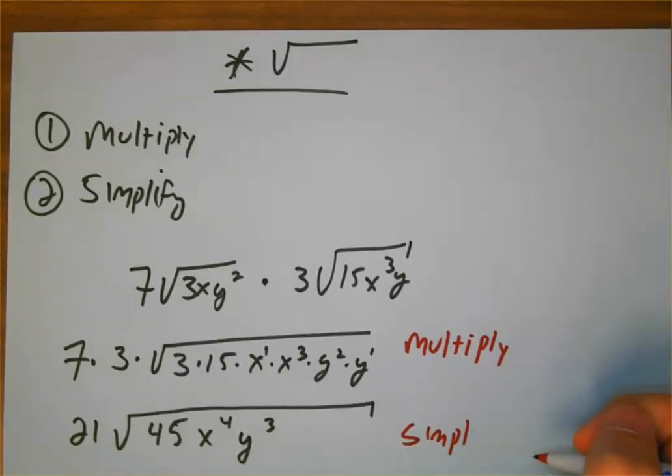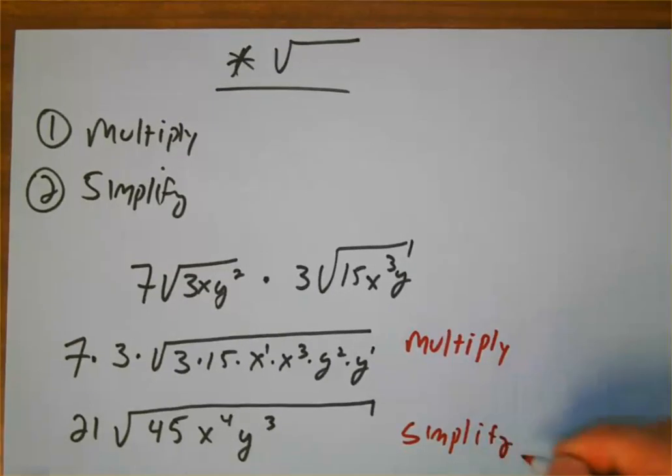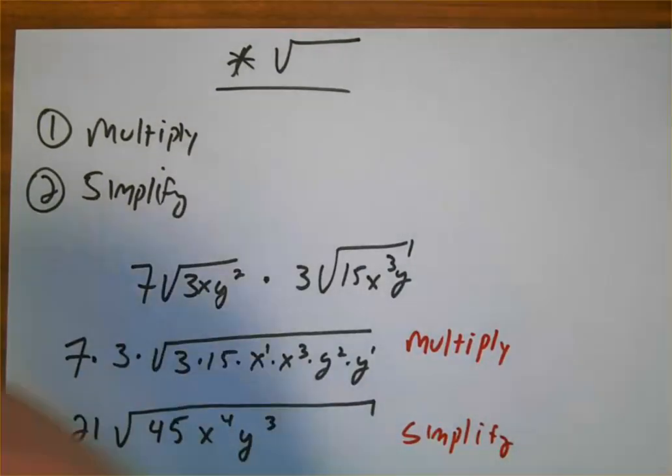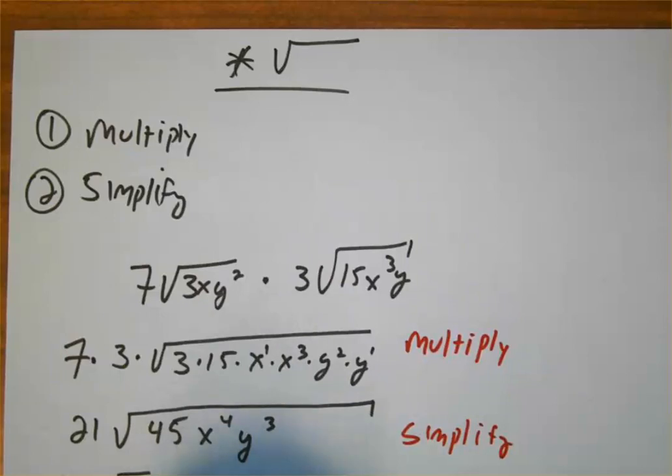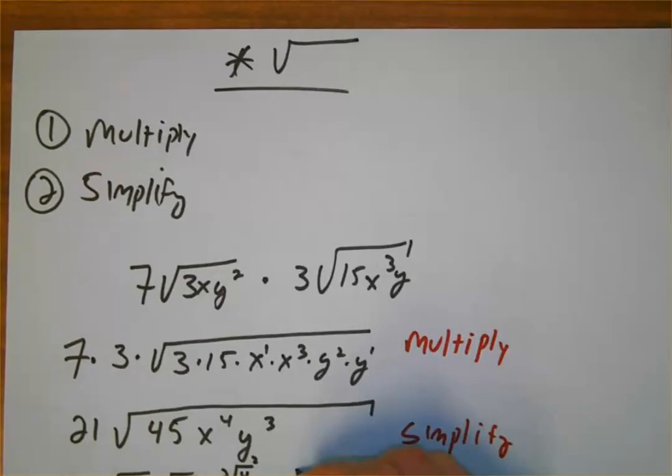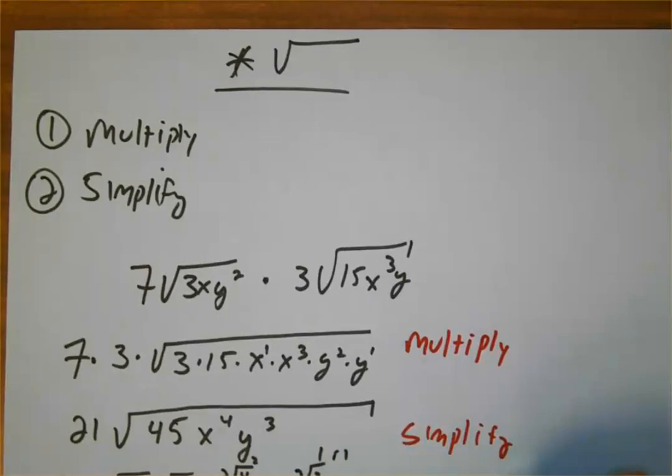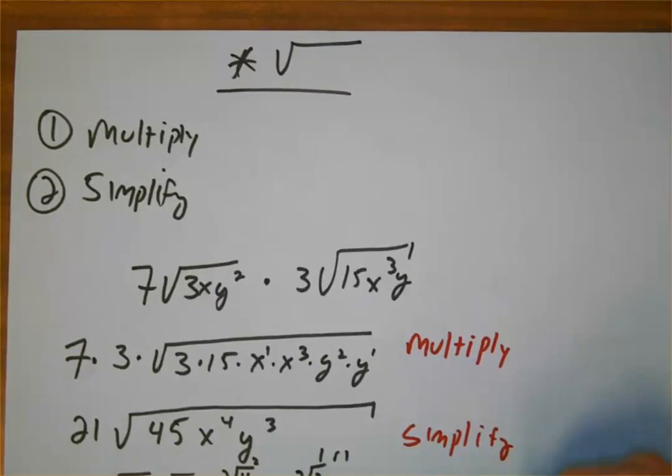Now we simplify. So, see, this is 21 square root of 9 times the square root of 5. And then I'm going to go 2 going into 4, it's twice, so that's an x squared. And a 2 going into 3, that's a 1 with the remainder 1, so that's a y inside the radical y. So then what's that become? 3 times 21 is 63 x squared y, and inside the radical would be a 5 and the y.